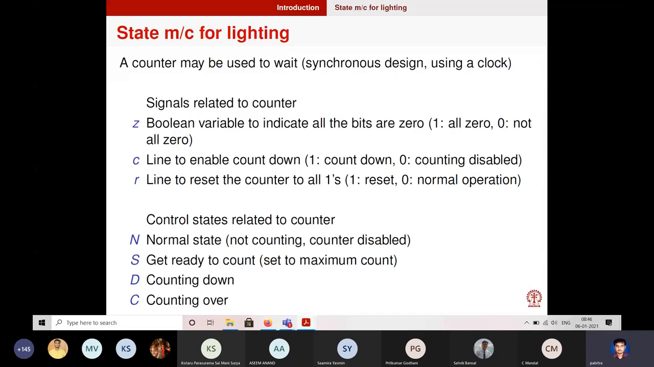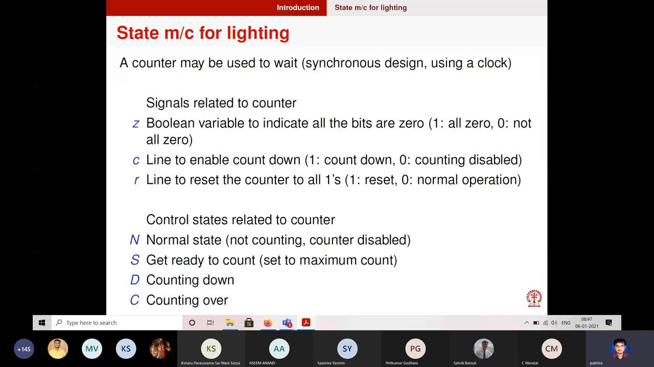These variables which come from outside, we call them signals, as if they are coming from somewhere else. And then there are states of the counter, which are internal to the counter. It's a property of the counter. It's called a state of the counter. Okay. So let's say what are the states that a counter can be in. You have a normal state N, which is not counting. It's sitting idle. You have a start state S, or a get ready to count state, where the counter is set to maximum. Okay, it's all 1, all bits 1.